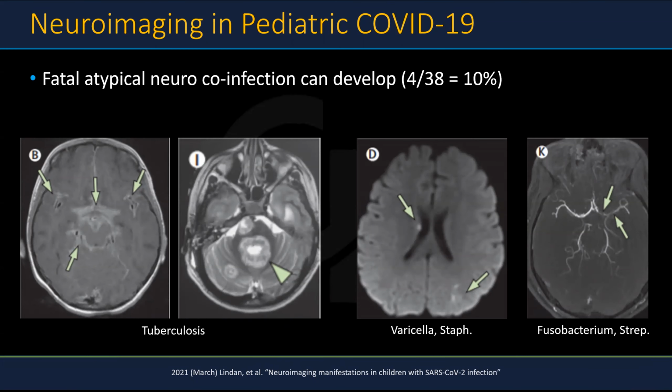Unfortunately, there were cases of atypical neural co-infections associated with some of these cases of COVID-associated neurologic abnormalities. In 2 cases, tuberculosis manifested, and these were cases who did not have previously known tuberculosis. Another case had varicella and staphylococcal infection, and a 4th case had vasculitis related to fusobacterium and streptococcus. These cases with co-infection were all fatal, unfortunately.